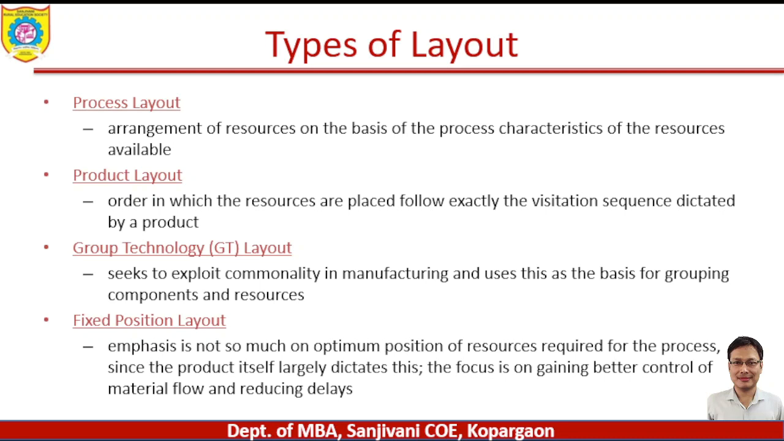In product layout design, the layout of equipment and processes in the workstations is distributed around the needs of the end product. Product layout is also known as assembly line layout. The third type of layout is group technology layout, GT layout, and it is also known as hybrid layout. It is a kind of combination of both the product layout and the process layout.